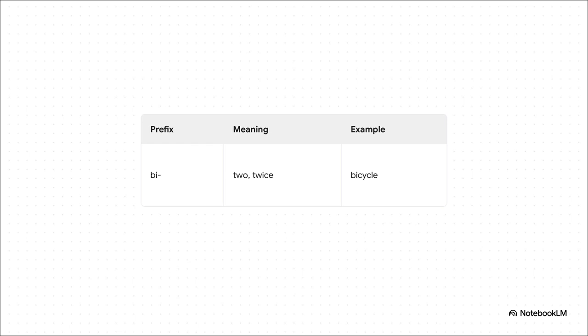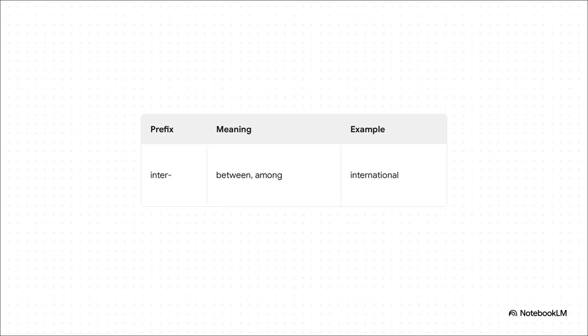Sticking with numbers, let's talk about bi. This one means two or twice. Think about it. A bicycle has two wheels. A biannual meeting happens twice a year. Makes total sense. Okay, and here's semi, which brings us full circle. Well, half circle, back to our first question. Semi just means half or partially. So a semicircle is literally half a circle. And if someone is semi-conscious, they're only halfway there. See? The meaning is just baked right in.